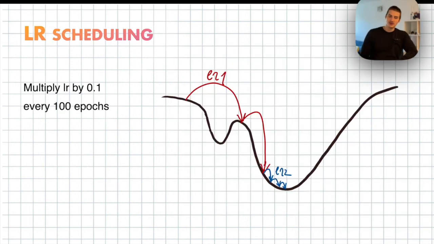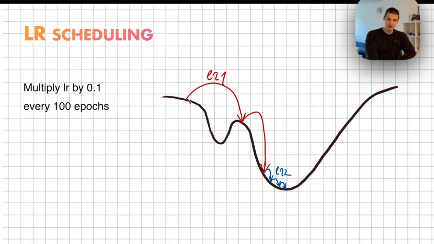So we know that big learning rate and small learning rate both have their own advantages and disadvantages. So can we have the best of both worlds? Can we have something that has all the advantages of big and small learning rate? Turns out that we can, and there is a technique doing that called learning rate scheduling. So it works like this.